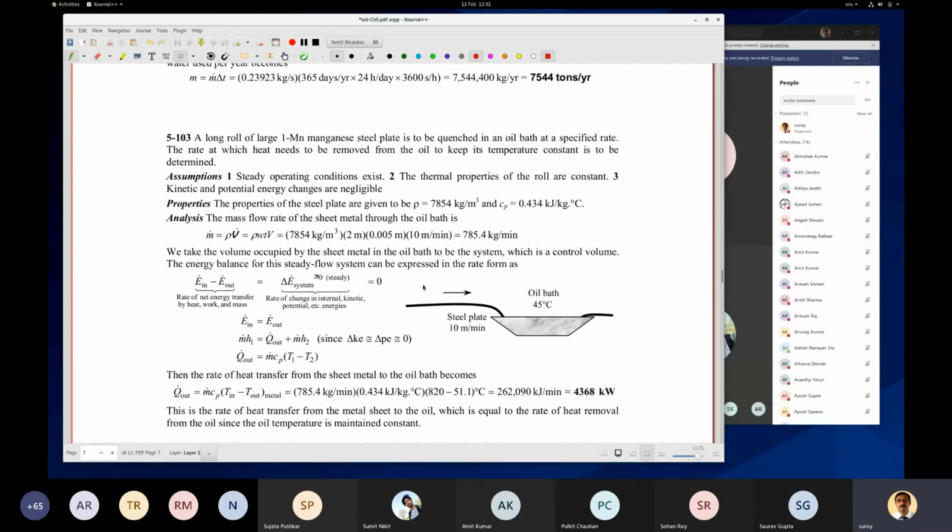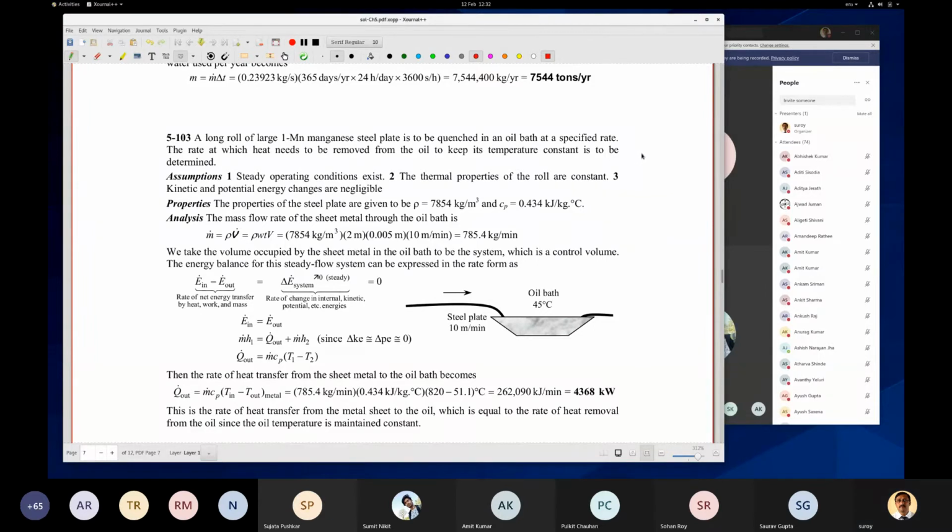So this is another problem. This is also a heat transfer problem. A long roll of large manganese steel plate is to be quenched in an oil bath at a specific rate. You have a steel plate to be quenched in an oil bath. The rate at which heat needs to be removed from the oil to keep its temperature constant is to be determined.